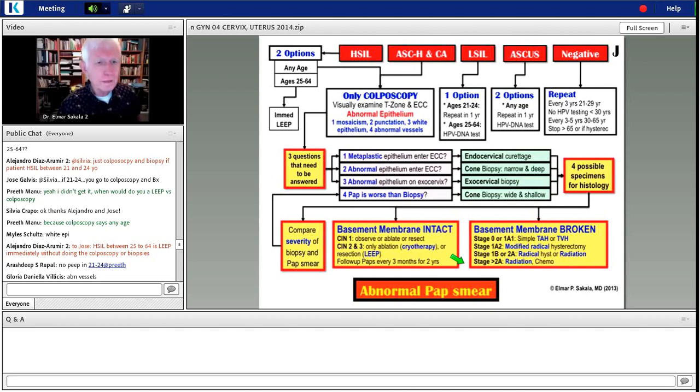Okay, welcome back for the second hour, and we're talking about the pap smears.